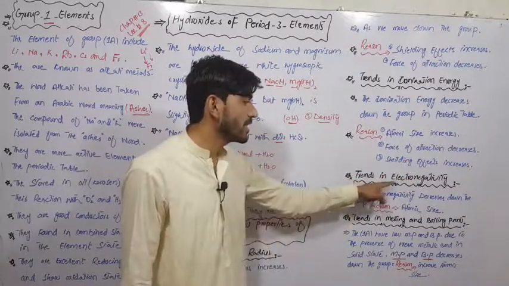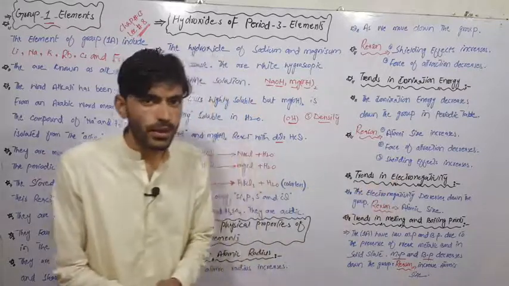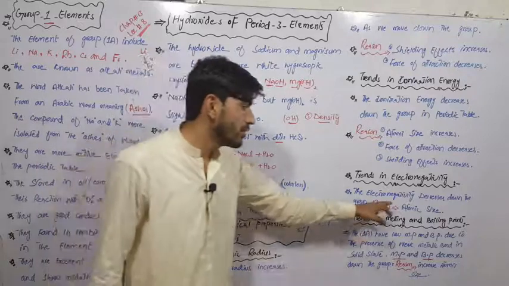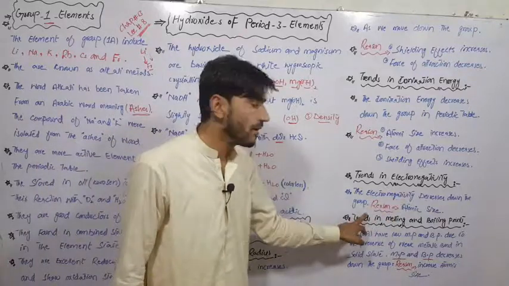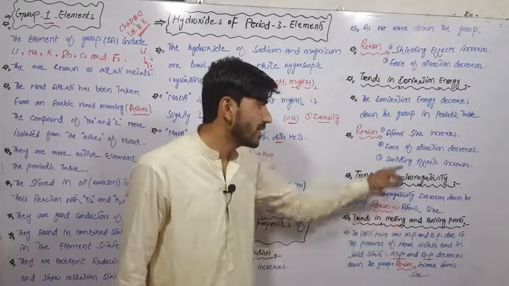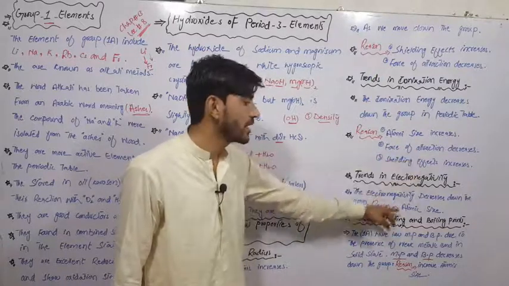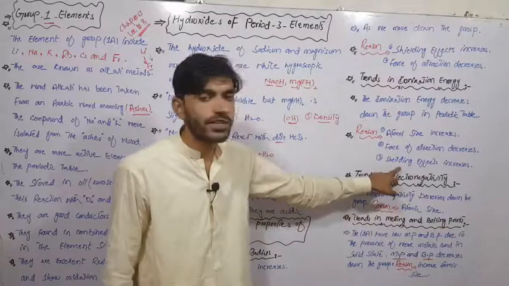Next physical property is electronegativity, which means the attraction of a shared pair of electrons. The electronegativity decreases down the group. Clear? Reason: atomic size increases. Next point, the force of attraction decreases. And the third point, in its reason, the shielding effect increases.